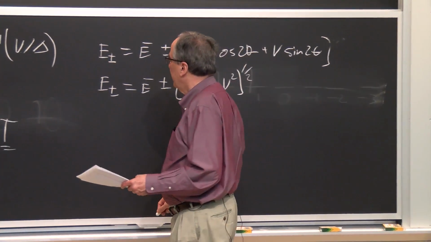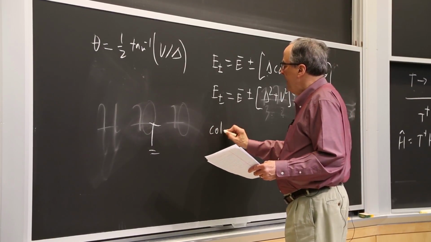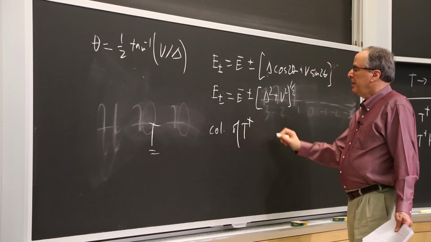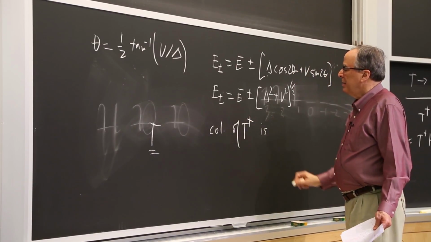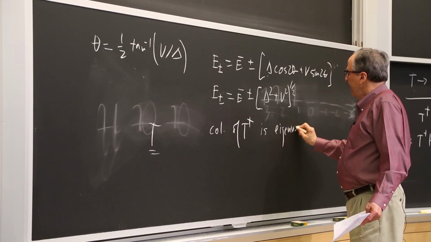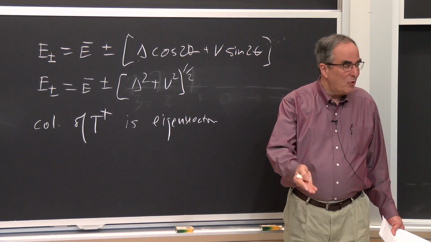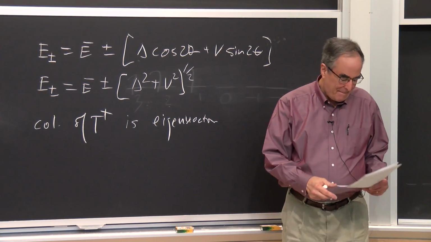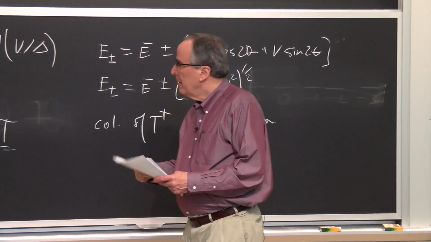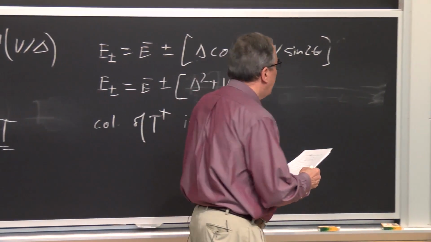Okay, and remember that the column of T dagger, or of T transpose, is an eigenvector. And sometimes we want to know those eigenvectors.